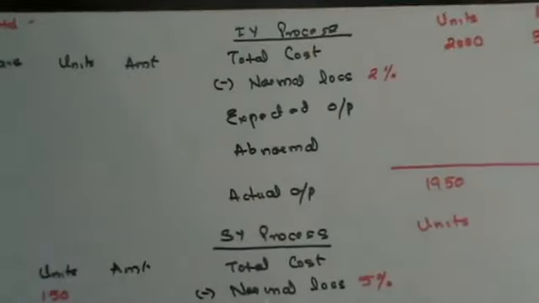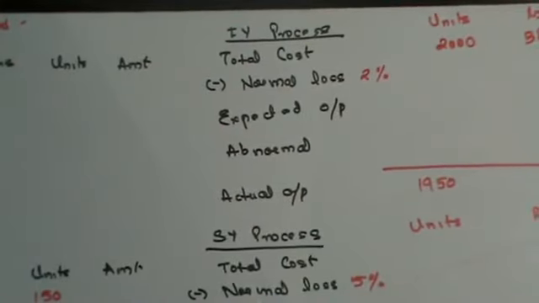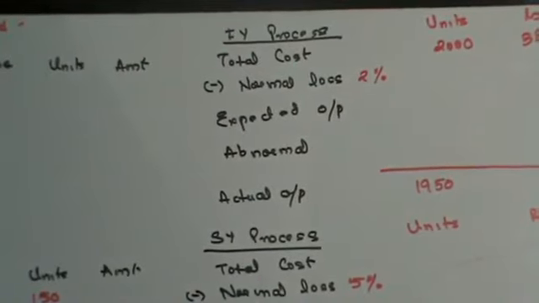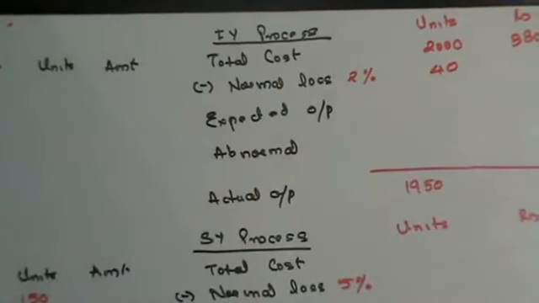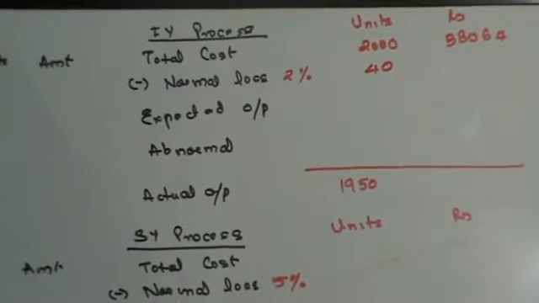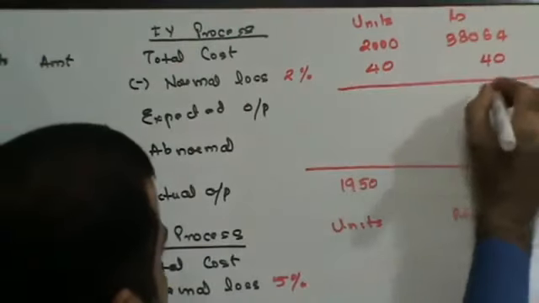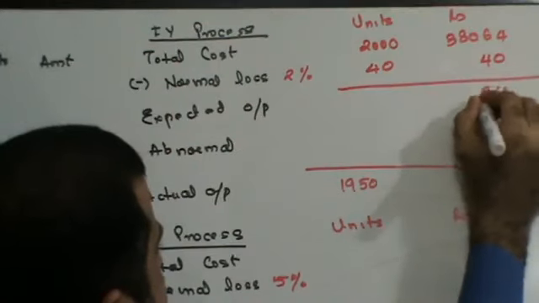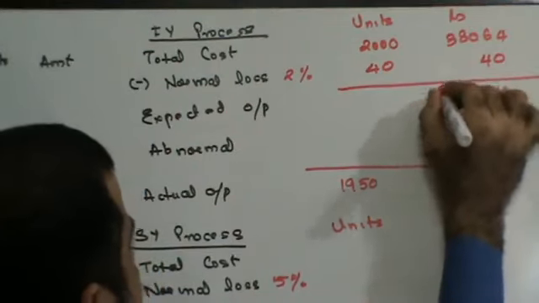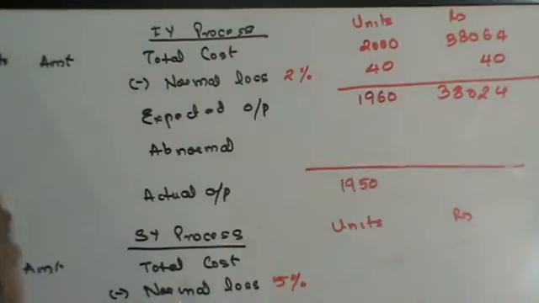Normal loss is given to you as 2%. 2% on 2,000 is going to be 40. Scrap value, guys, if you look at FY process, right at the bottom they give you scrap value per kg is 1 rupee. 40 into 1, that is 40 rupees. So your expected output is going to be 1,960 units and the rupees will be 38,024.